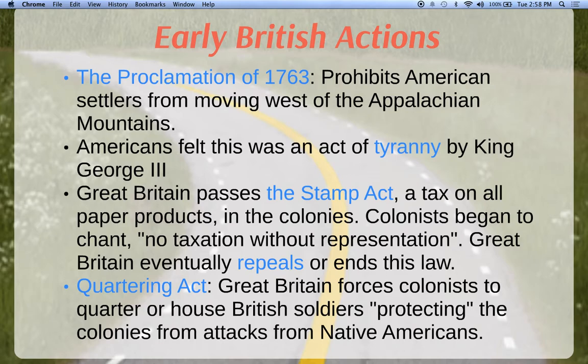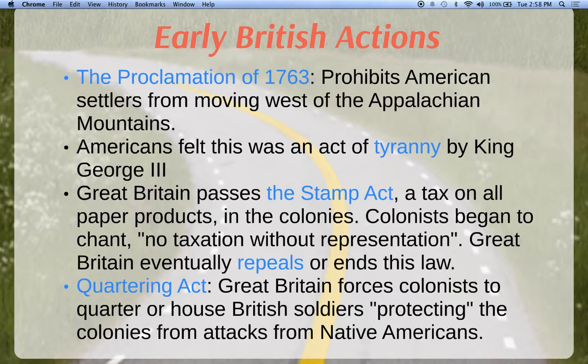We see another thing called the Stamp Act. This is a tax on all paper products. So think of things made with paper. Imagine having to pay extra for a stamp to put on that paper. So this is where we see the chant come out of the colonists: no taxation without representation. Because of the pushback, Great Britain ultimately repeals or ends this law.